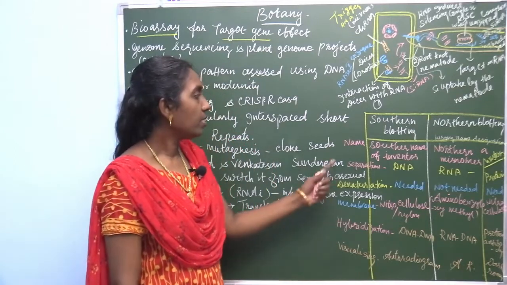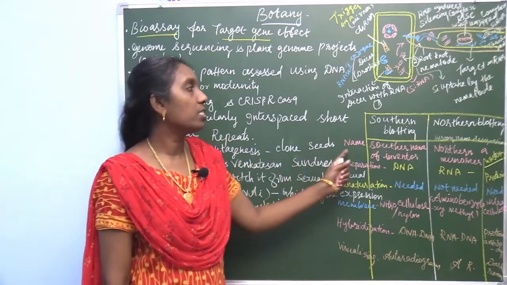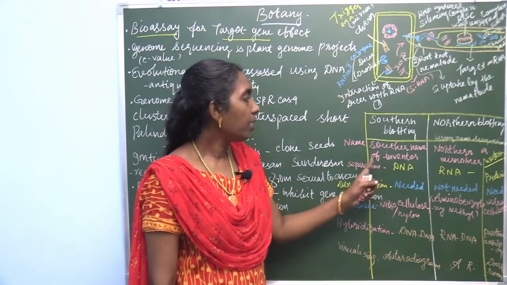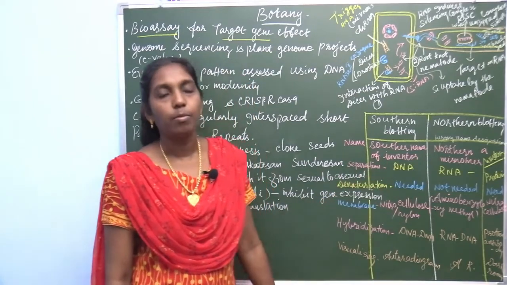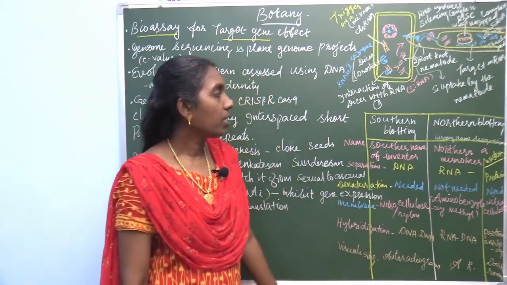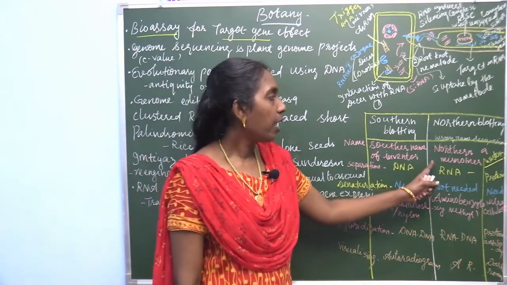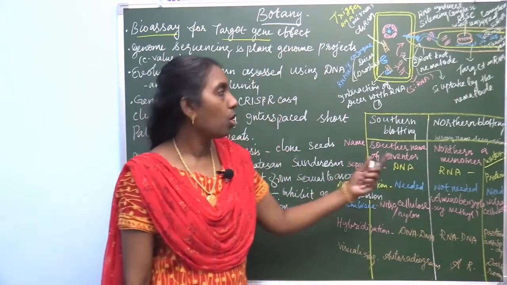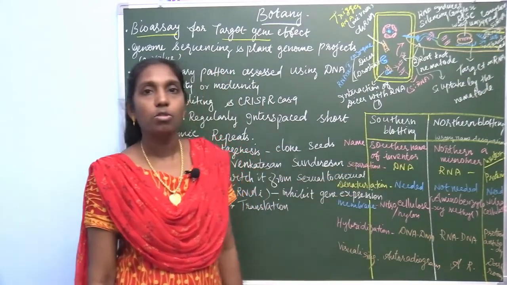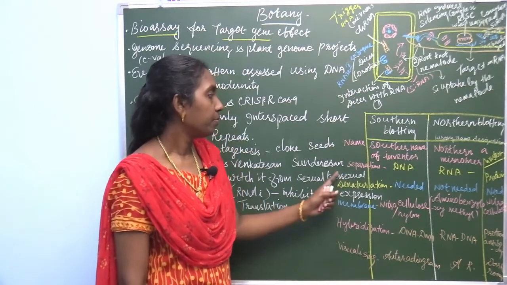What are the differences? First, the name of the person who invented these blotting techniques. Southern blotting was invented by Southern, the name of the person Southern. But northern blotting and western blotting, it is a misnomer. That means the name of the person is a wrong name designation. But southern blotting was invented by the person Southern, so it's named as southern blotting technique.